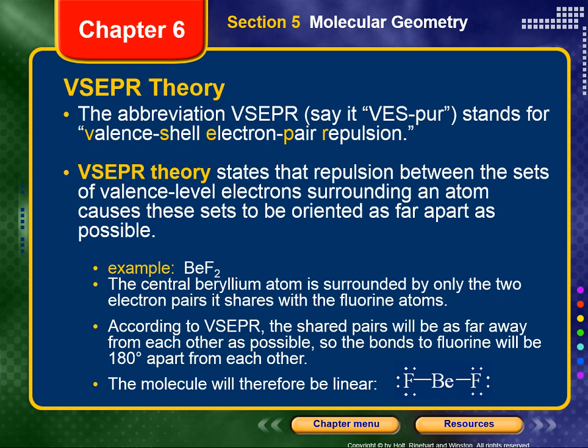How does the assumption that electrons in molecules repel each other account for molecular shapes? For now, let us consider only molecules with no unshared valence electron pairs on the central atom. Let's examine the simple molecule BeF2, beryllium fluoride. Recall that beryllium does not follow the octet rule. The beryllium atom forms a covalent bond with each fluorine atom. It is surrounded by only the two electron pairs that it shares with the fluorine atoms.